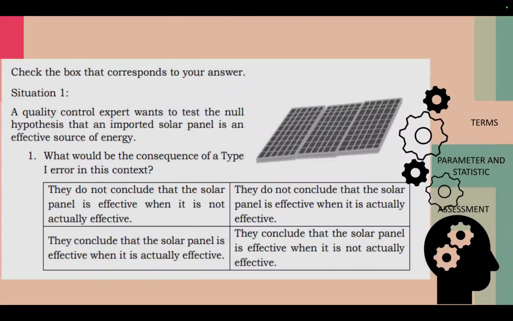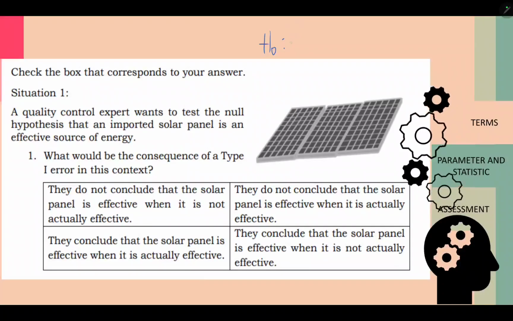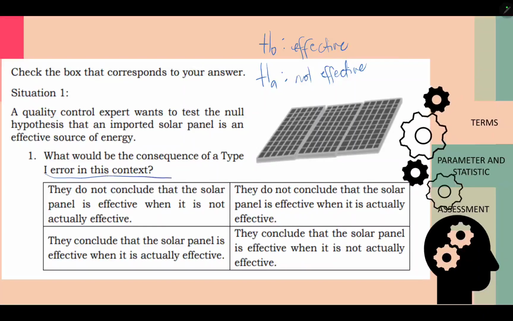Let's have some example, like this. A quality control expert wants to test the null hypothesis that the imported solar panel is an effective source of energy. So the null hypothesis in this problem is that our solar panel is an effective source. Therefore, our HA is not effective, the contrary. So, what would be the consequence of a type 1 error?